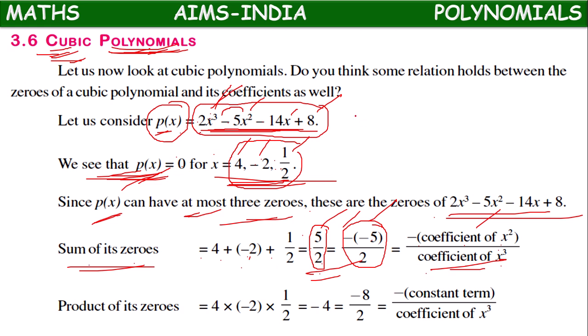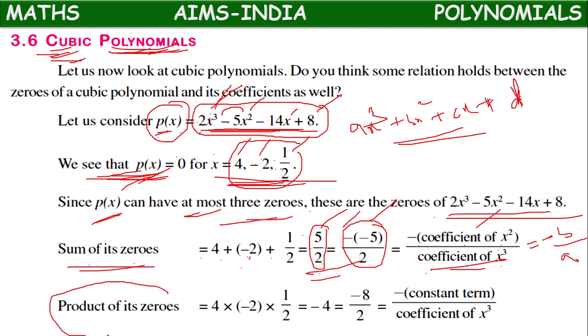The general form of a cubic polynomial is ax cube plus bx square plus cx plus d. If this is the general form, then the sum of the zeros is in the form of minus b by a, same as for a quadratic polynomial, minus b by a.